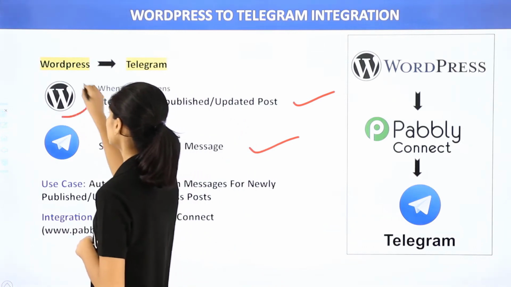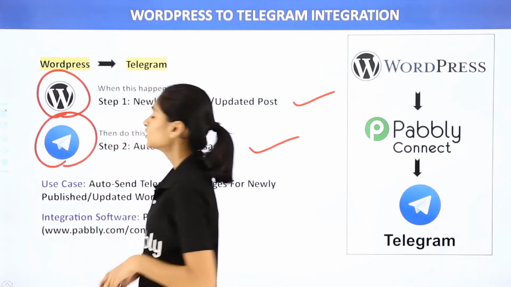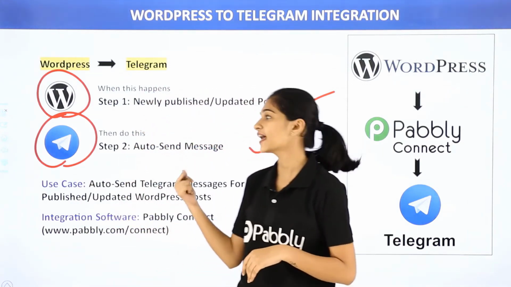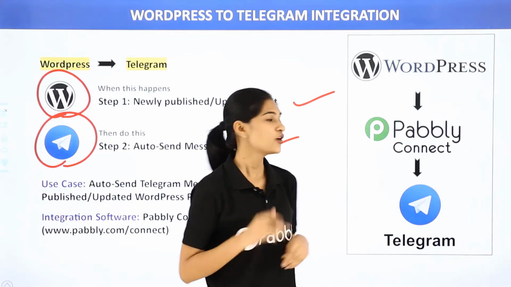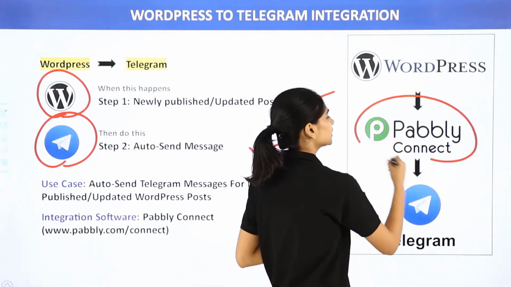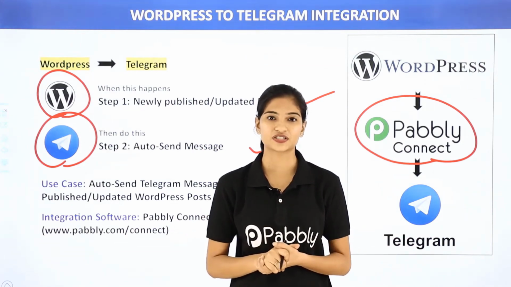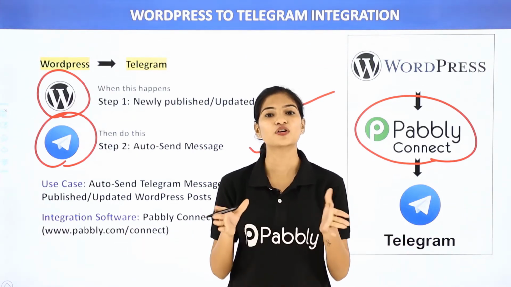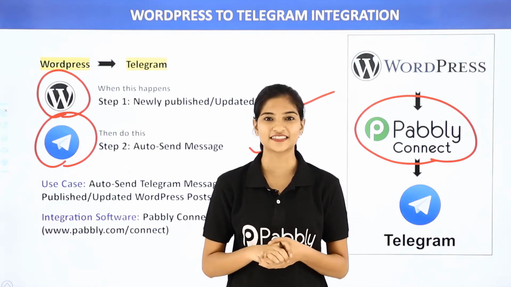So WordPress is a popular website builder, whereas Telegram is a messaging app. The issue here is that WordPress and Telegram don't have any integration between them, and that is why we are going to use Pabbly Connect, a third-party application software, to integrate both these software applications. The best part here is you don't require any knowledge of coding. So let me show you this on my screen.